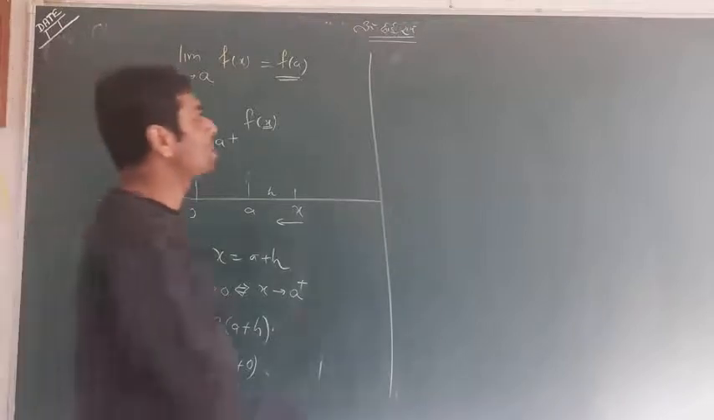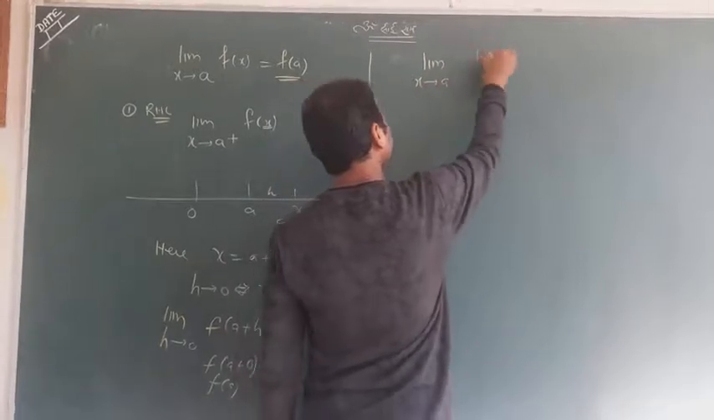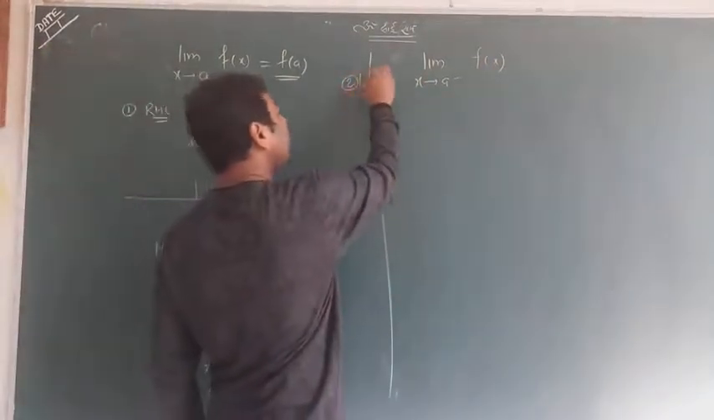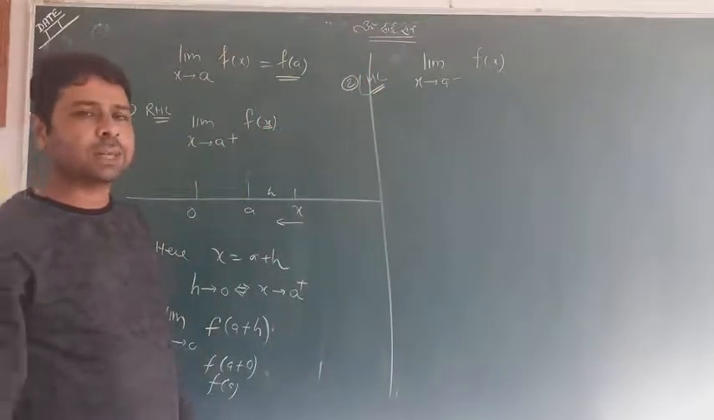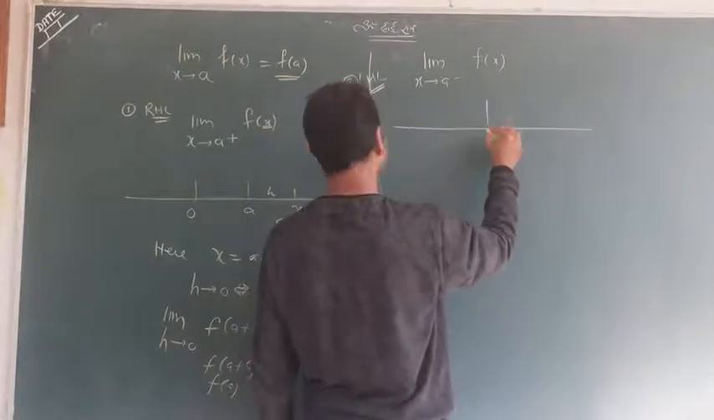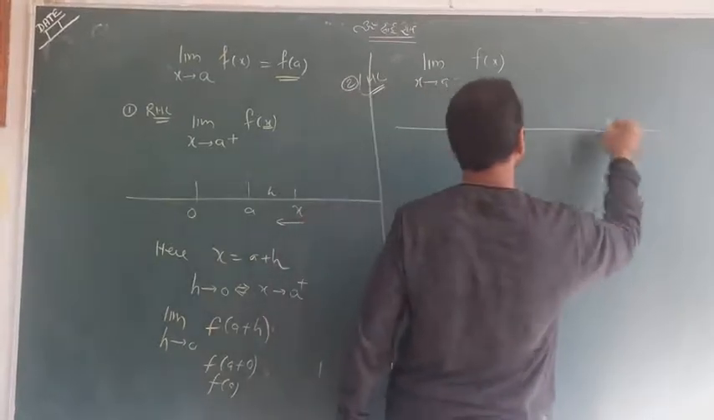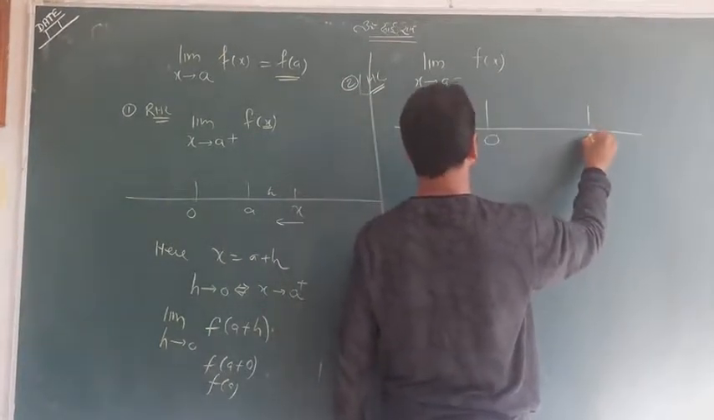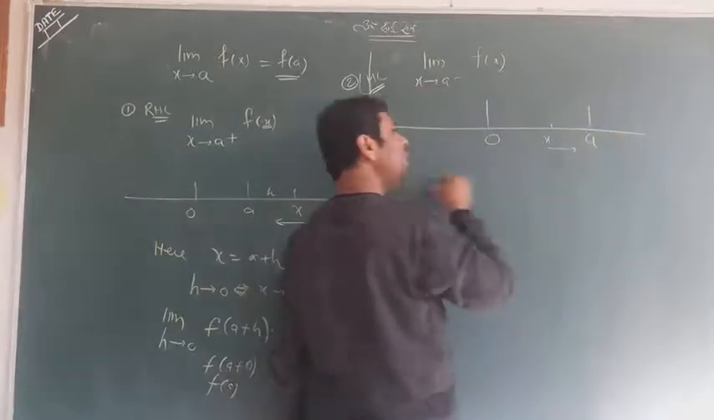hand limit, same as left hand limit. Can you see? When x tends to a plus f of x is there, it was a right hand limit. Now I am taking left hand limit. This is a very good concept. This time what will happen? Look at this, I tell you, this was a. Suppose it is 0, and this is your a, and x is reaching from the left direction.